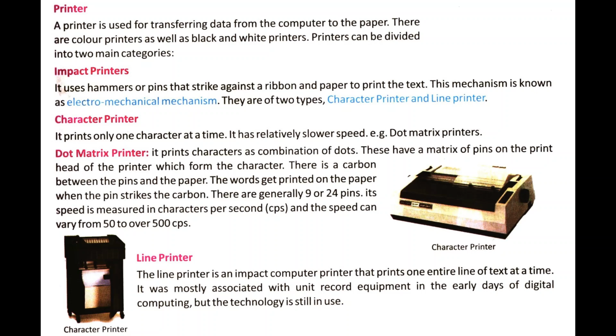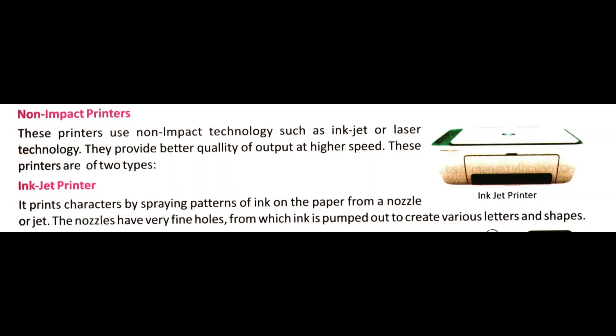Line printer prints one entire line of text at a time. It was commonly associated with unit record equipment in the early days of digital computing, but the technology is still in use. Non-impact printers use technologies such as inkjet and laser technologies. They provide better quality of output at higher speed. Non-impact printers are also classified into two types: inkjet printer and laser printer.